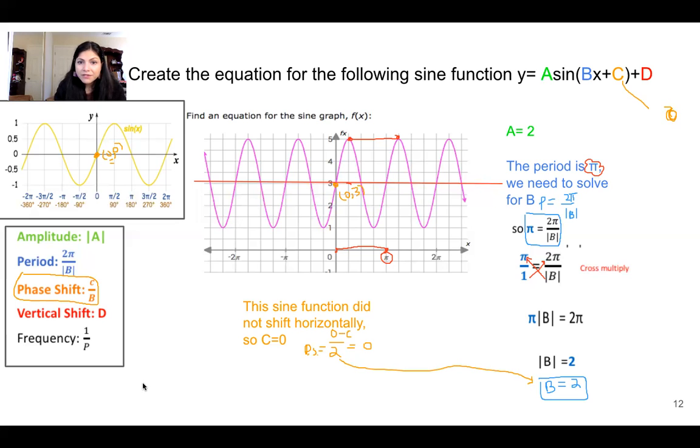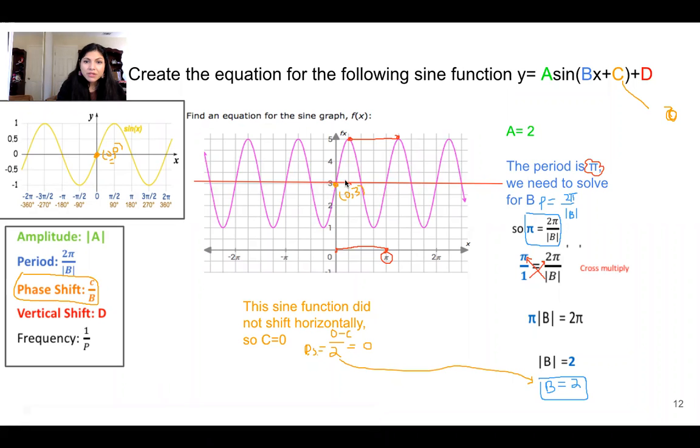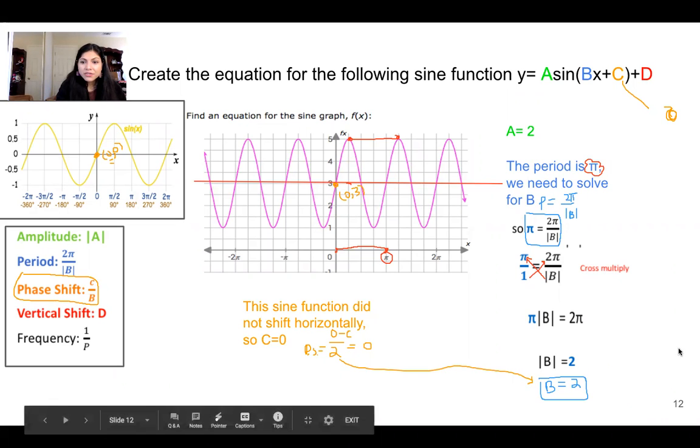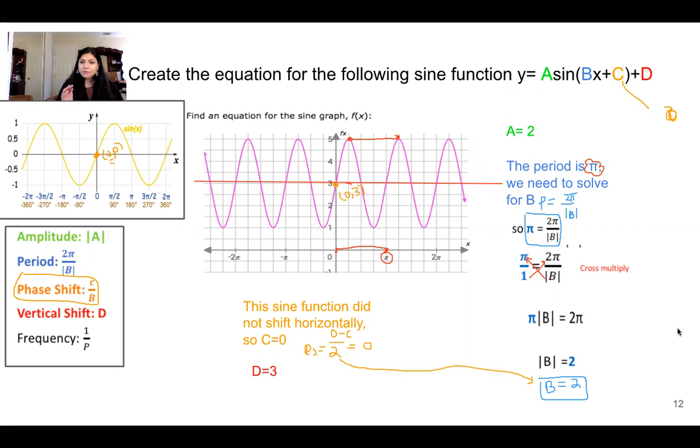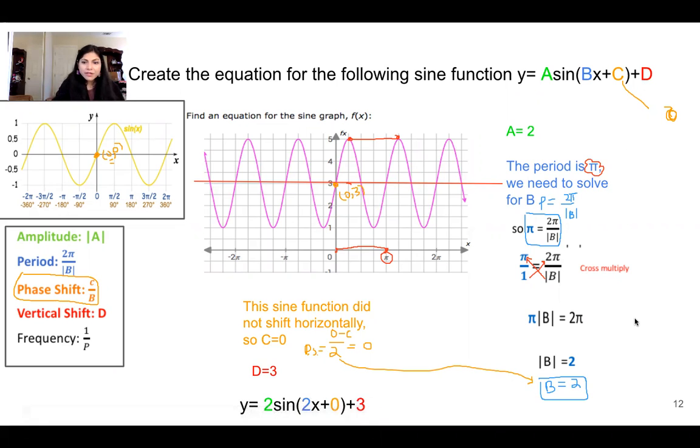All right, lastly, vertical shift. Basically, for your vertical shift, you just look at the location of the midline. My midline right here is at positive 3, so my D is just going to be 3. So we have A is 2, B is 2, C is 0, and D is equal to 3. We have everything we need. So we go ahead and plug in our parameters, and we simplify this to y equals 2 sine of 2x plus 3.